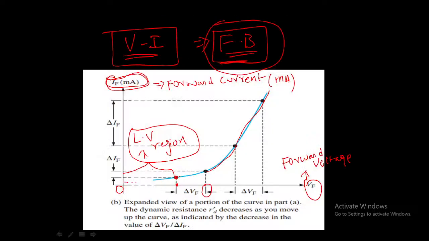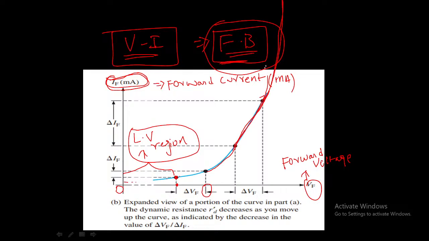If you observe the graph, after a certain point, the current increases rapidly and becomes steep. It increases heavily. So even if the external voltage is constant, the current value will keep increasing more and more.